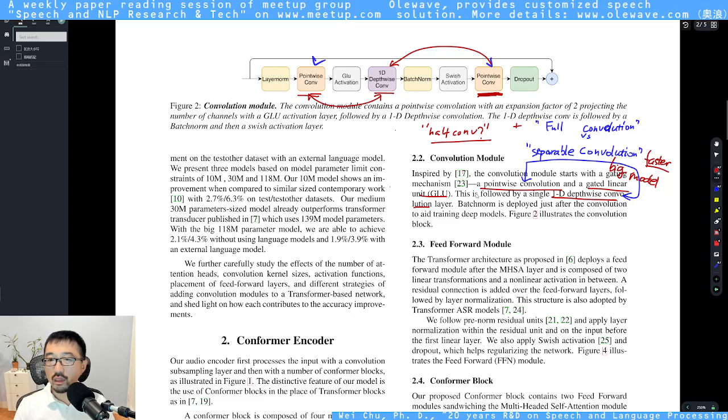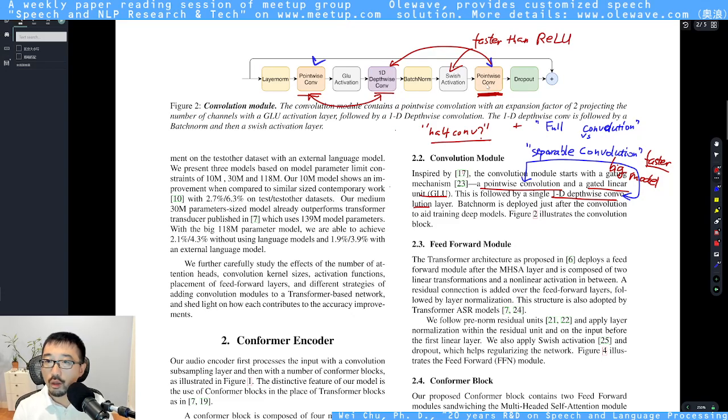For the gated linear unit, I don't think it's super sophisticated. You just have a gated activation. And they use a Swish activation, they claim that this is faster than ReLU. This is what it said, faster than ReLU. You can use ReLU for sure.